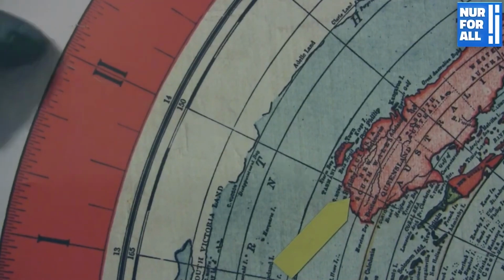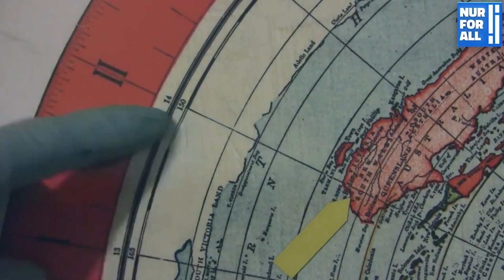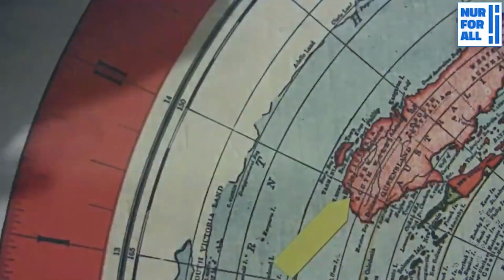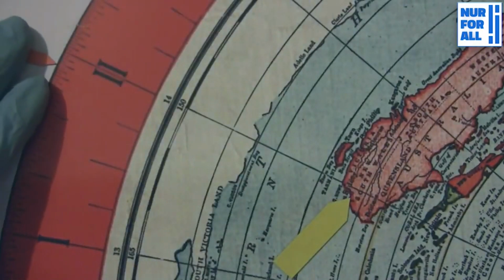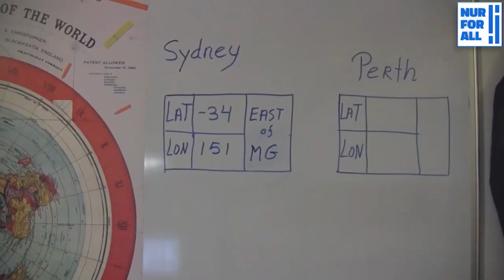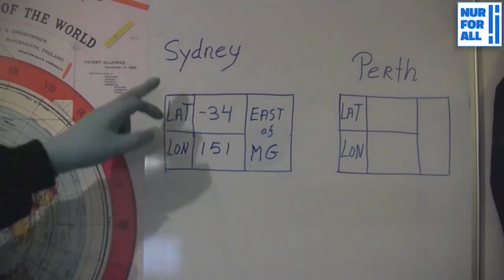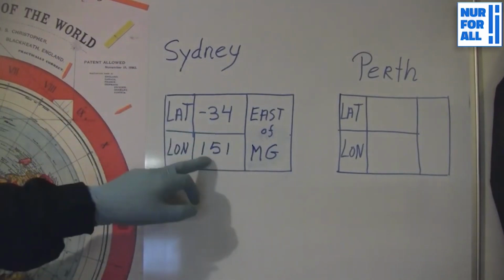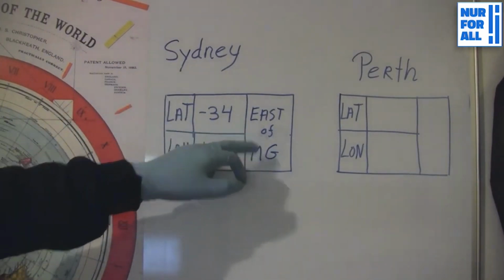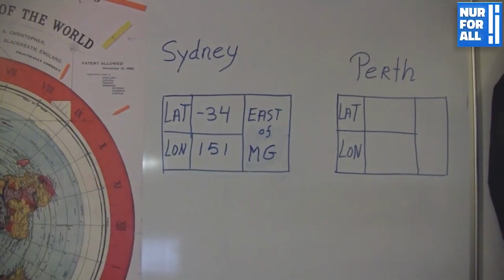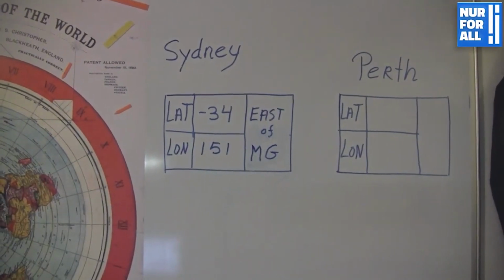It's 150 plus 1 degree. So I'll place a marker. So now we have the coordinates for our first location, Sydney. The latitude is -34, longitude 151 east of Greenwich. So now we have to find the coordinates for our second location.